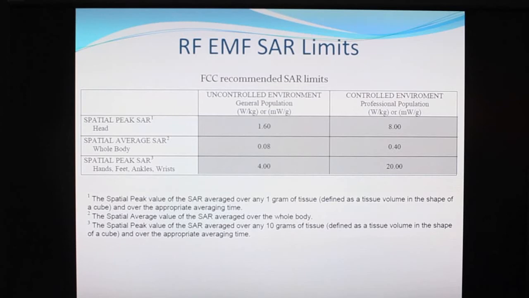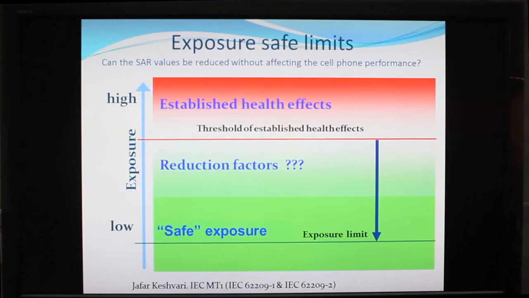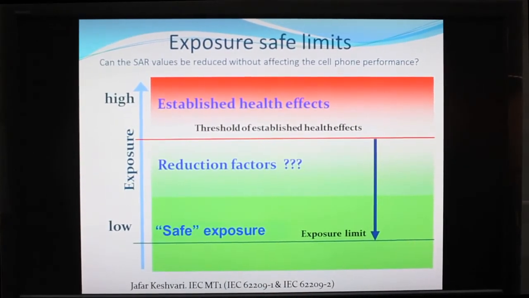Typical values, like Dr. Einat said, are 1.6 for the head and 0.08 for the whole body, in watts per kilogram. Are these safe, or is it possible to reduce the given SAR limits? The SAR limits set by the FCC clearly establish a threshold for safety. But any reducing factor that can bring this to a safe zone or a safe region can only be a contribution to our health.